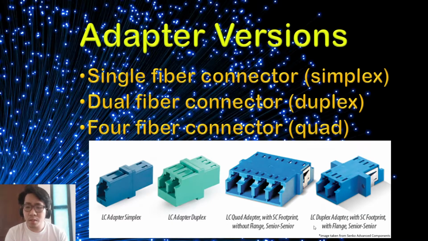Here, it says LC duplex adapter with SC footprint with flange. What does this flange mean? As you can see, the difference between the other adapters and this one with the flange is this hole here. It has a hole which can be inserted with a screw to attach it to a surface. It will also have another hole on the left side. That is what we call a flange.